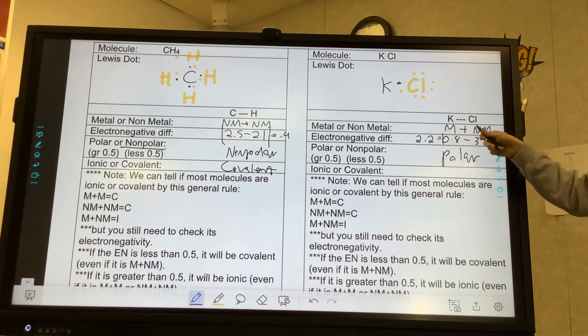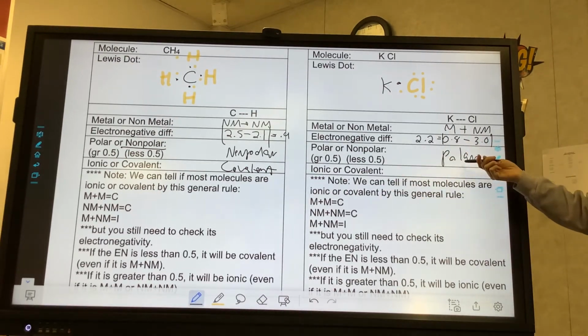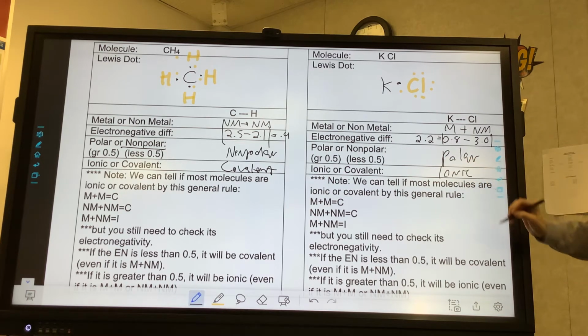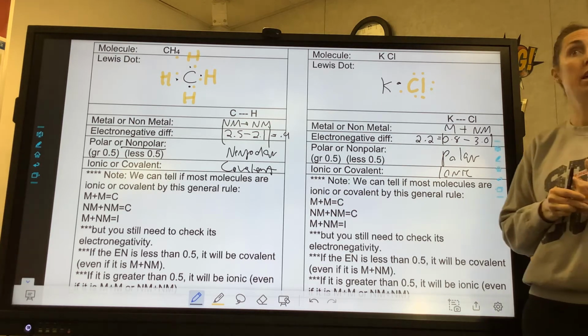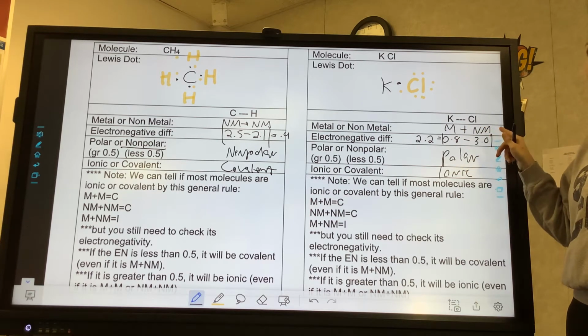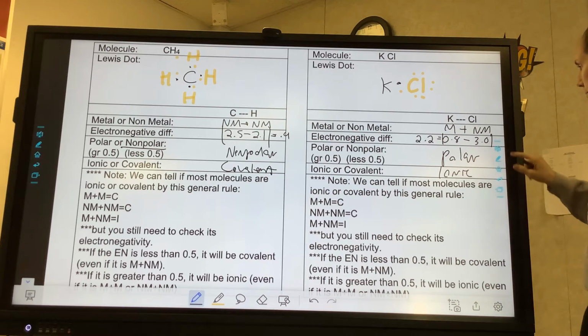And the metal plus the non-metal, which is usually ionic, was verified because it is polar here too, so it really is ionic. Good. We thought it was going to be ionic, but now we verified it's definitely going to be ionic. So anything greater than 0.5, even if based on our rules up here we thought it was going to be covalent, we'll switch it based on the real numbers. But when it's exactly 0.5, we just go off of the rule.